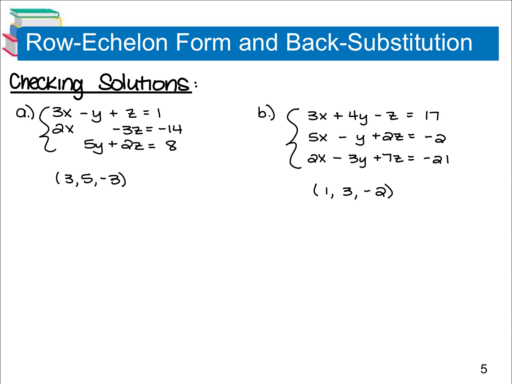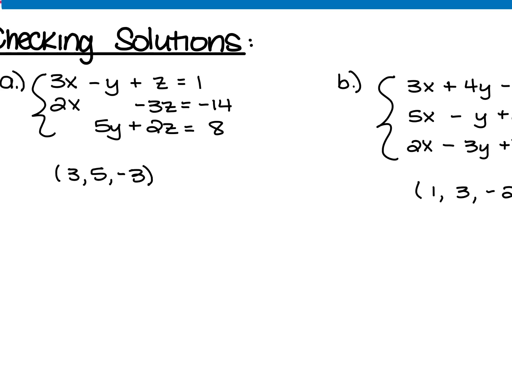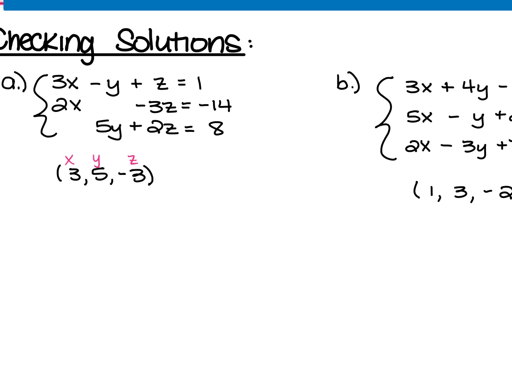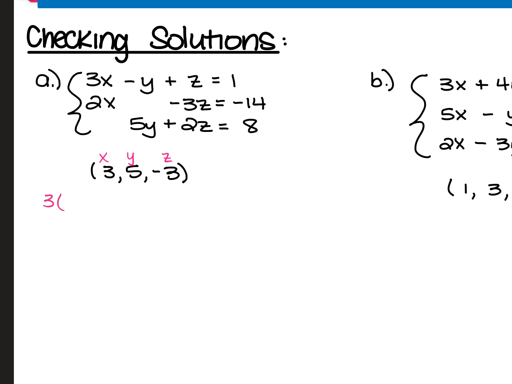Our first will be x, our middle will be y, and our number to the far right will be our z. So in example A, we have 3x minus y plus z is equal to 1, 2x minus 3z is equal to negative 14, and 5y plus 2z is equal to 8, with the ordered triple of 3, 5, negative 3. So we're going to plug in the 3 for our x, the 5 for our y, and the negative 3 in for z.